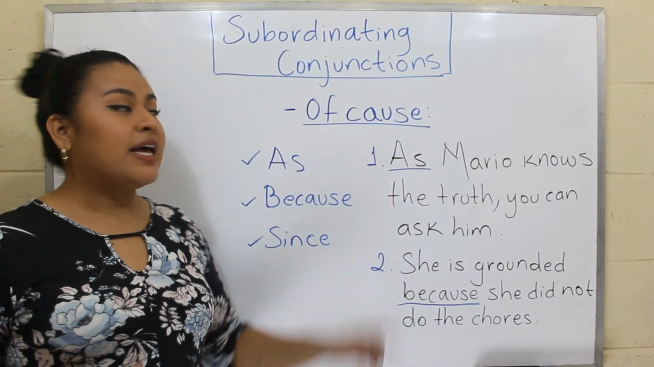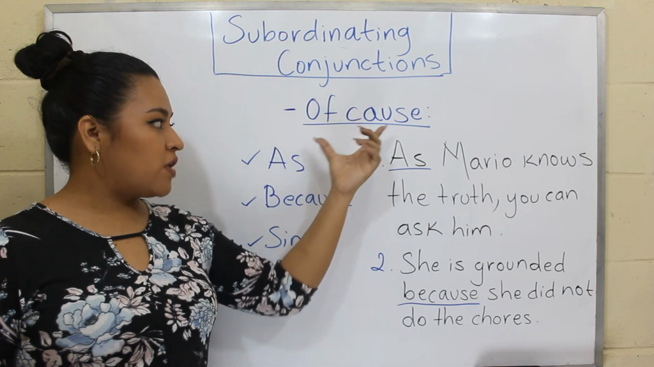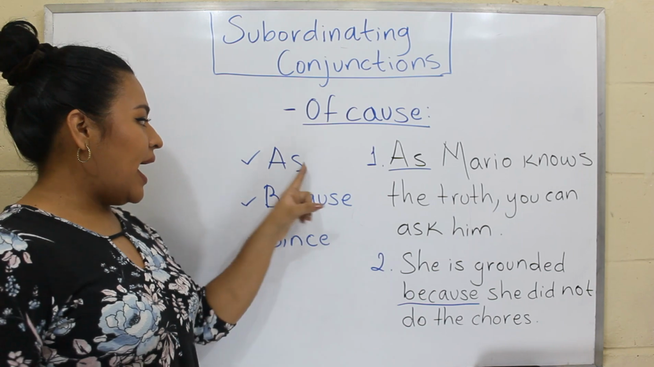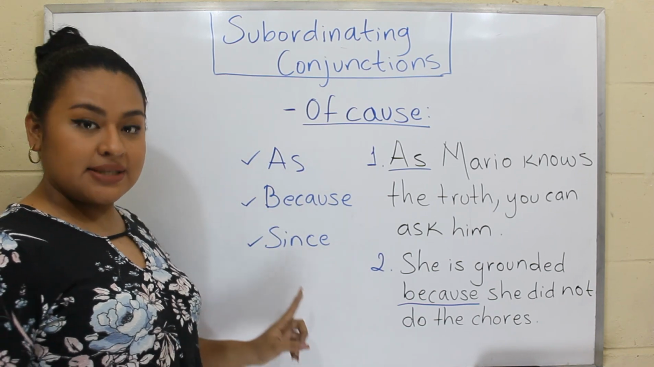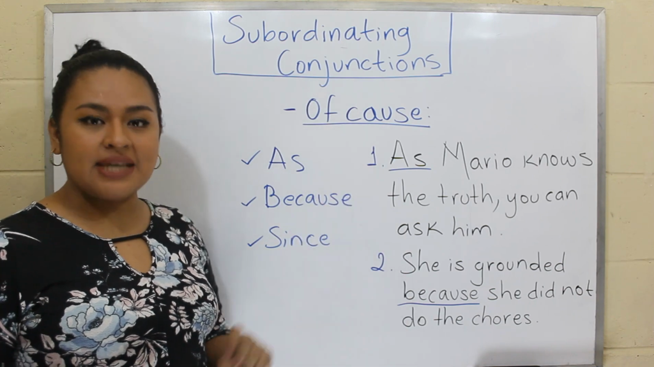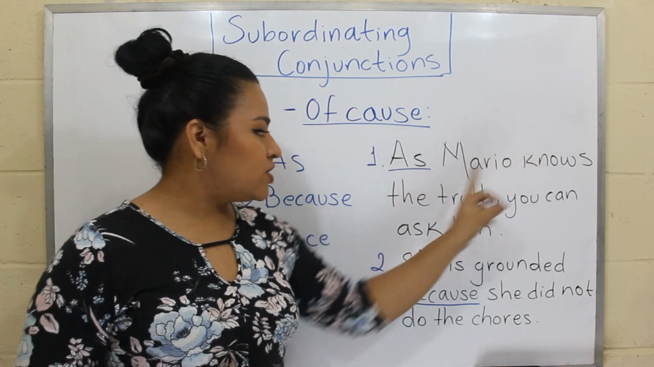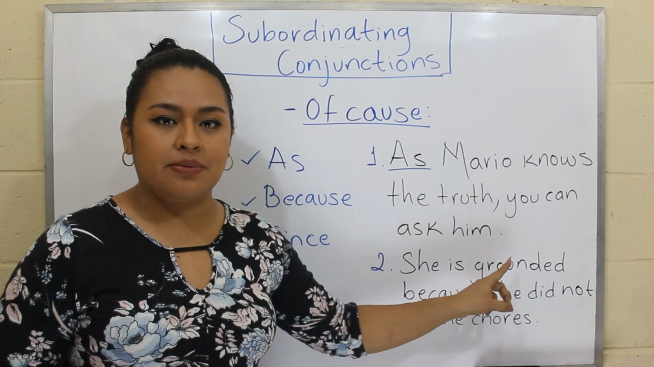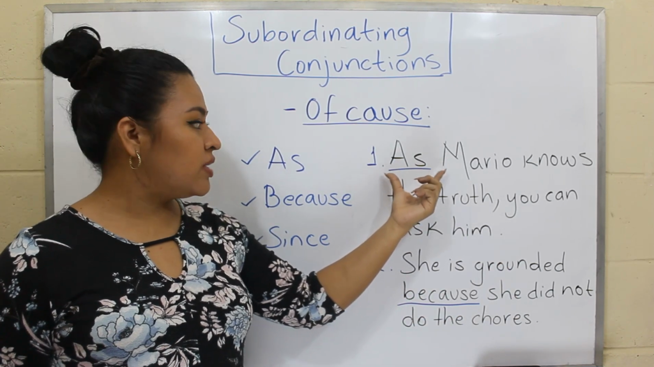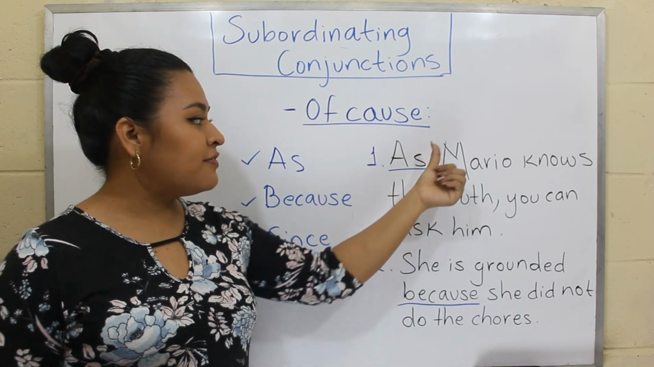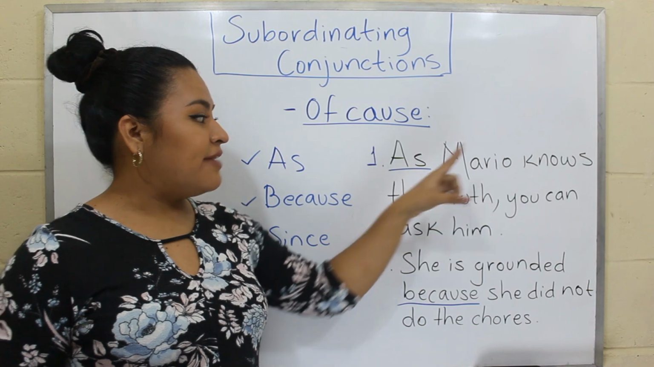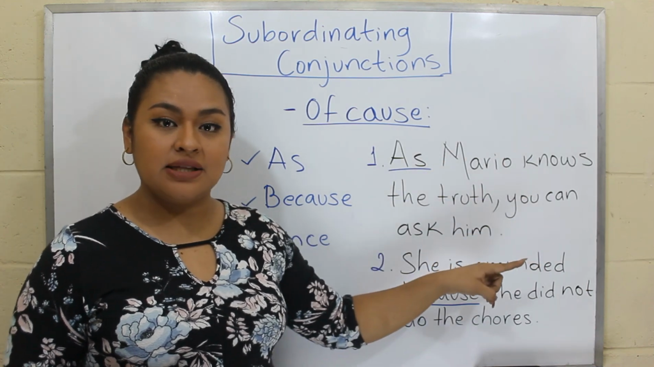The first type is subordinating conjunctions of cause. In this type, we use subordinators like as, because, and since. And here we have some examples. The first one says, as Mario knows the truth, you can ask him. Here we have the subordinator or subordinating conjunction as. Then we have the subordinating clause, Mario knows the truth. And finally, we have the main clause.